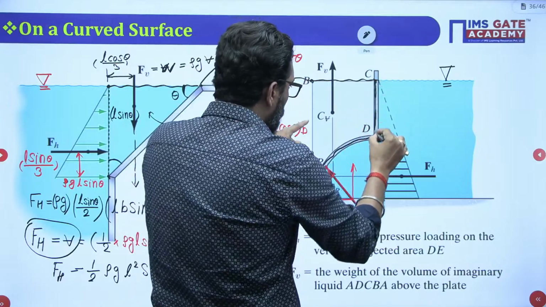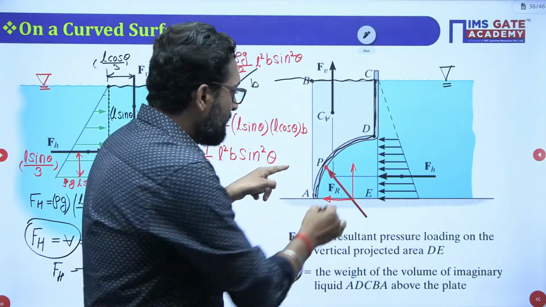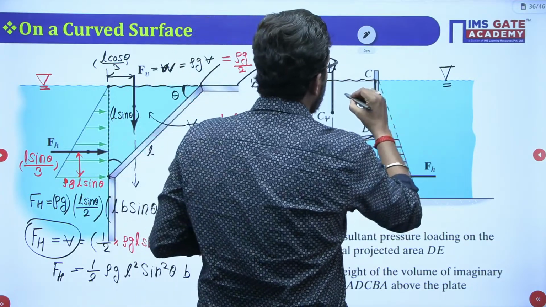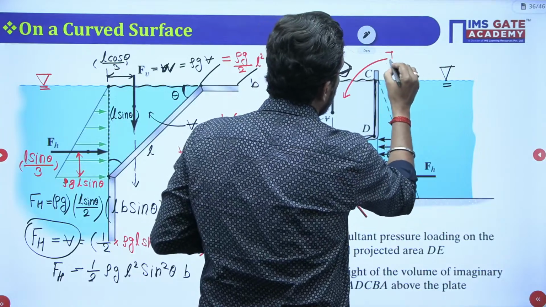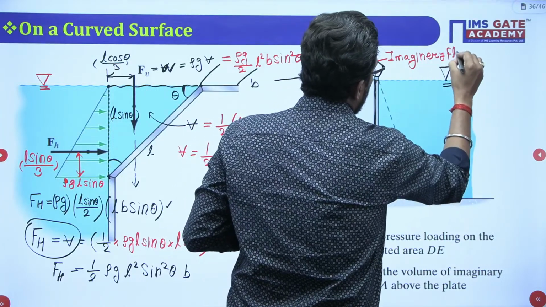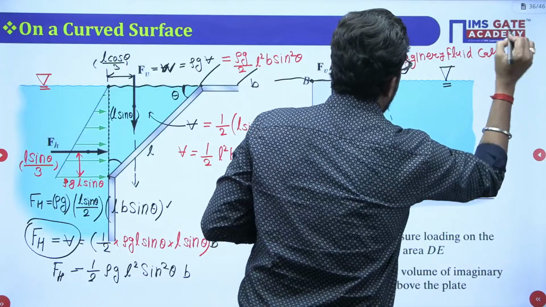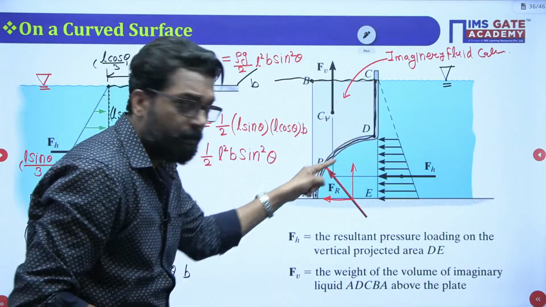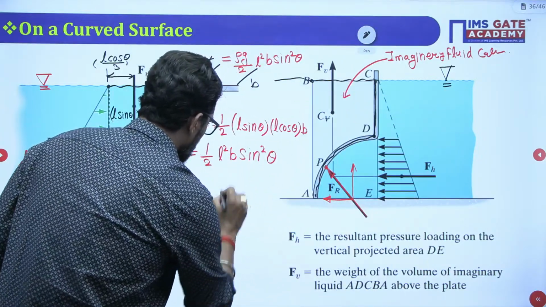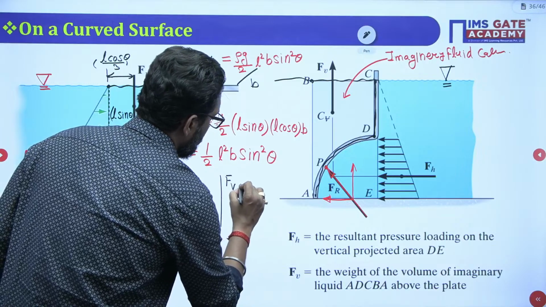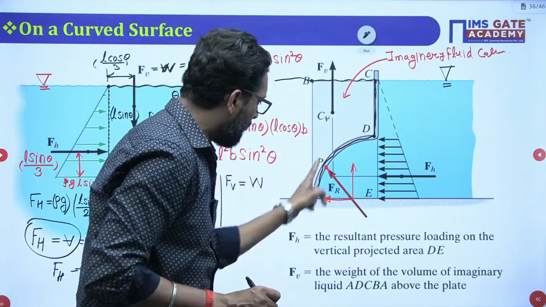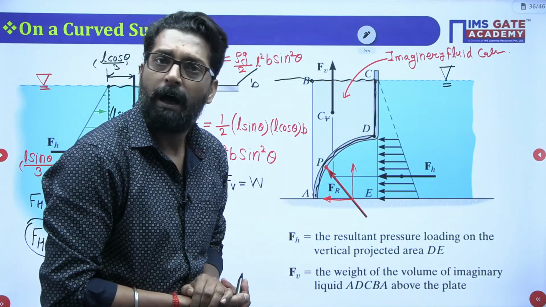Now what is the volume content above this imaginary fluid? This is your imaginary fluid column. Now how to find this volume? What is the vertical force? This vertical force is the weight of the fluid which is imaginarily contained by this curvature up to the free surface.